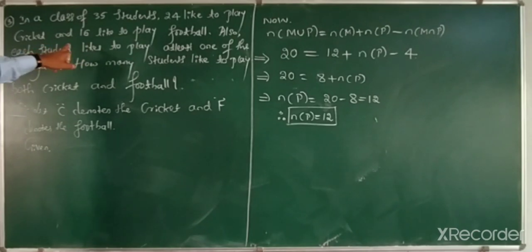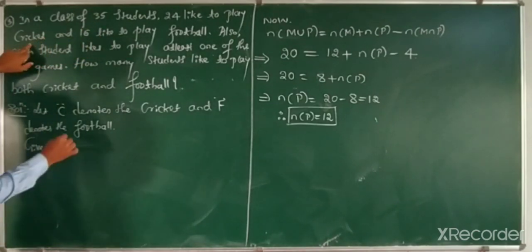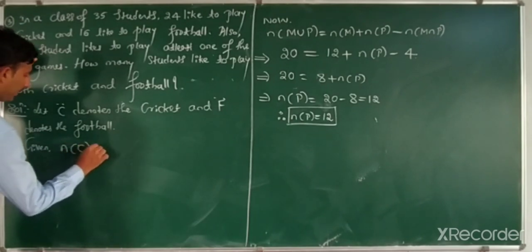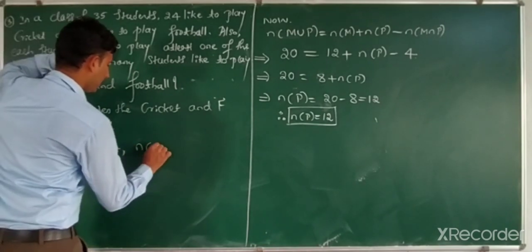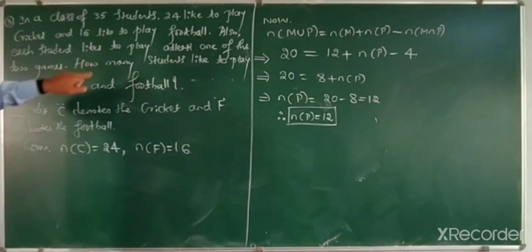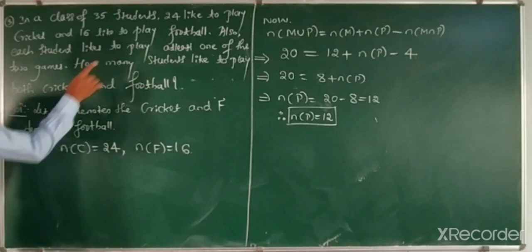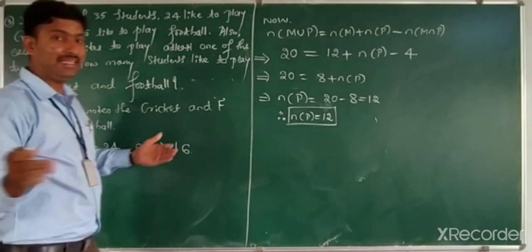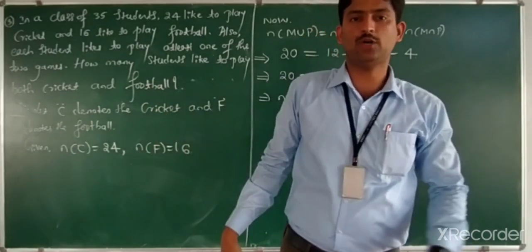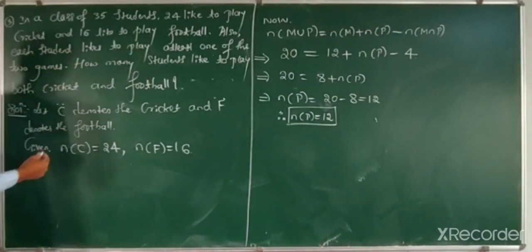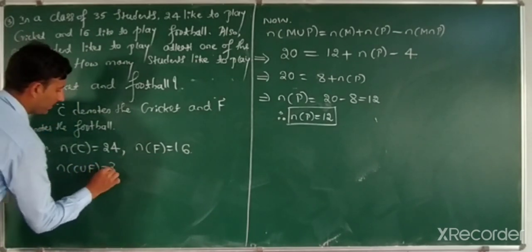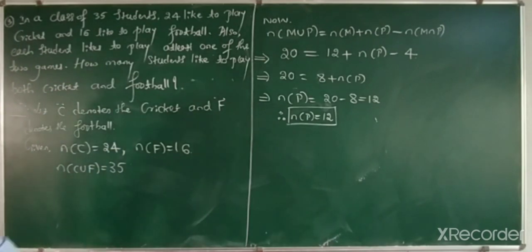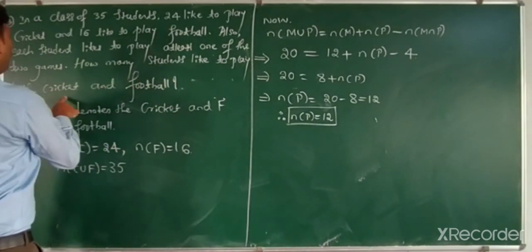35 students, 24 like to play cricket, and 16 like to play football. Each student likes to play at least one of the two games. A class of 35 students means union. In a class means what? Union. In a class of 35 students, that is N of C union F is equal to 35. 35 students will be there.